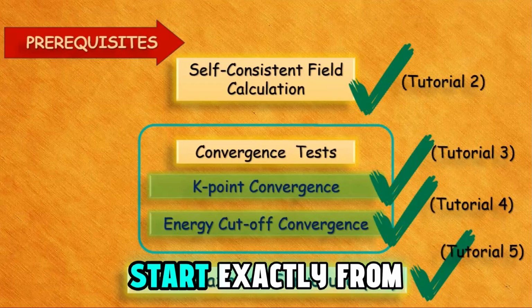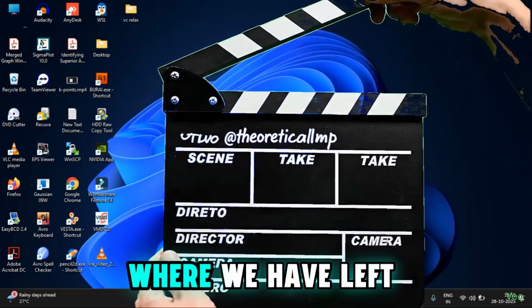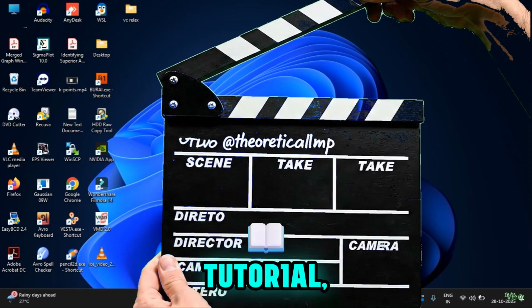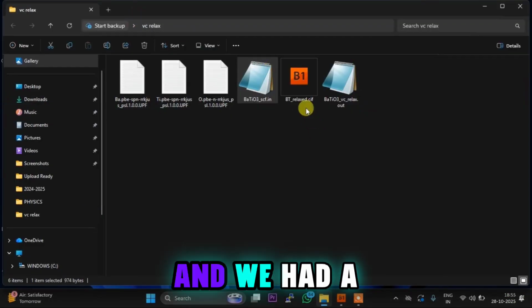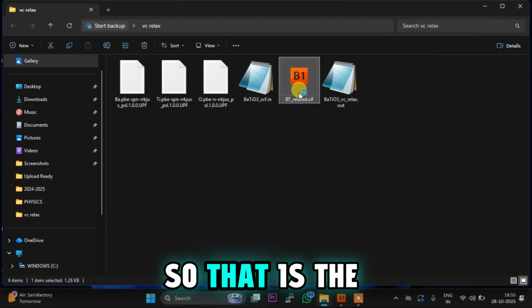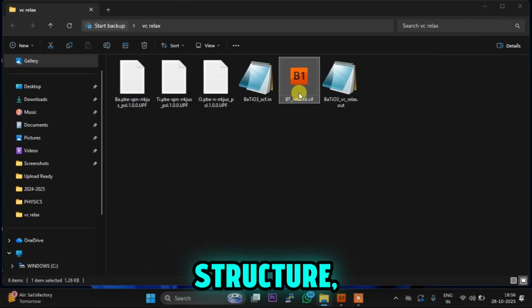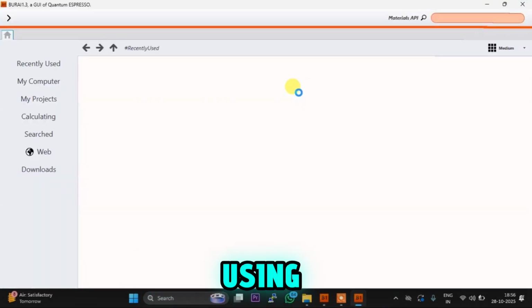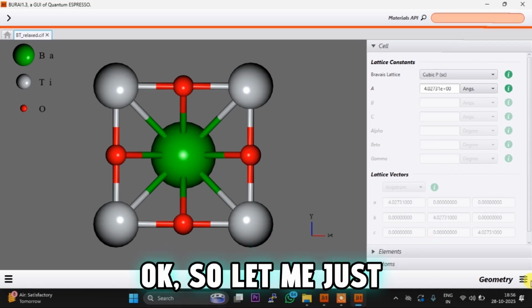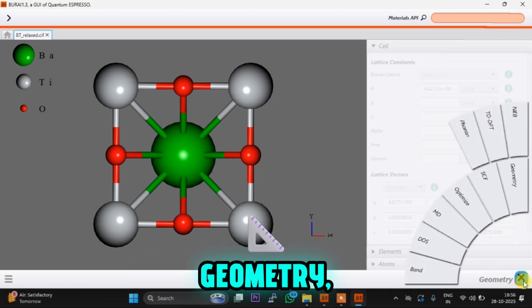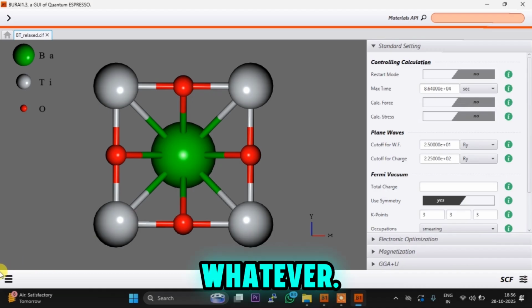So, we are going to start exactly from the point where we left off in the previous tutorial. We did perform the relaxation calculation and we had a structure. So, that is the relaxed structure, right? We are opening it using Burai. Here it is. Okay. So, let me just go to geometry, maybe SCF, whatever.